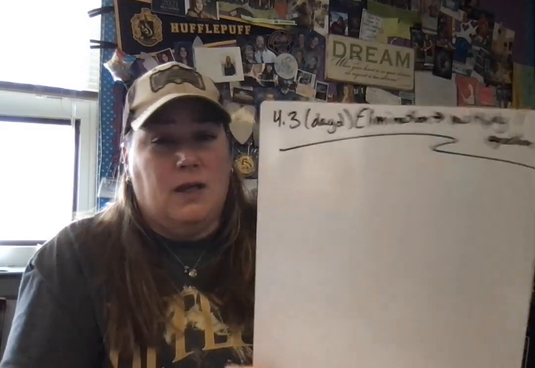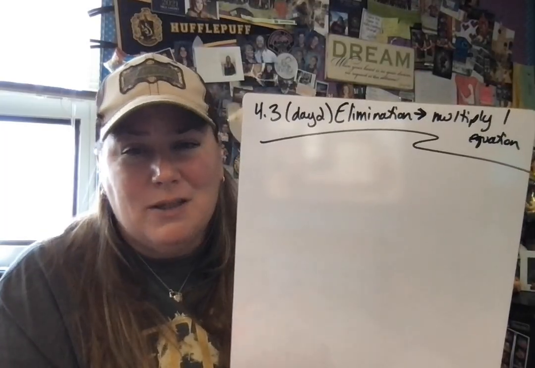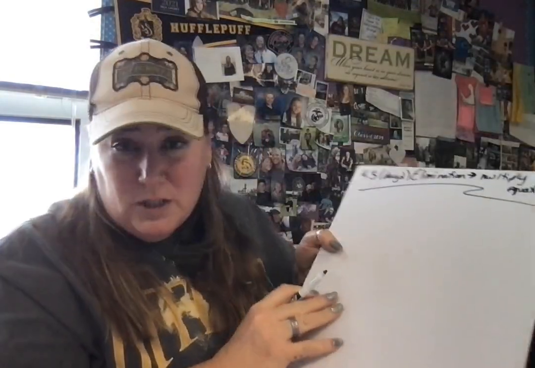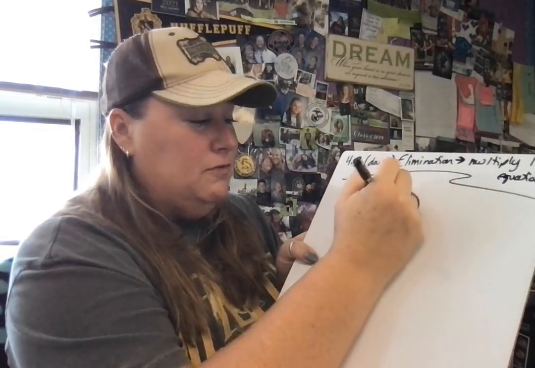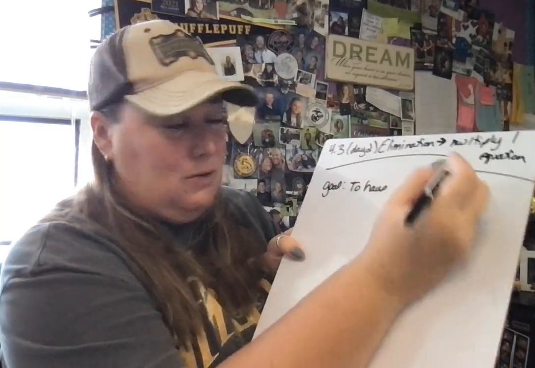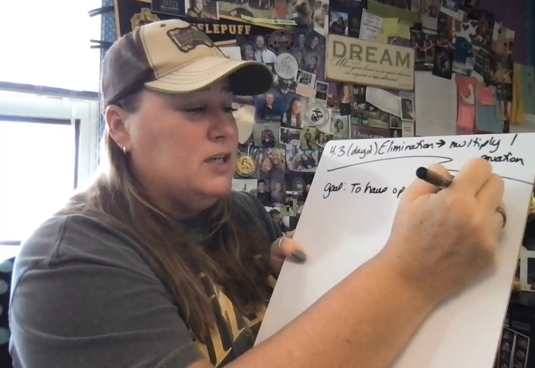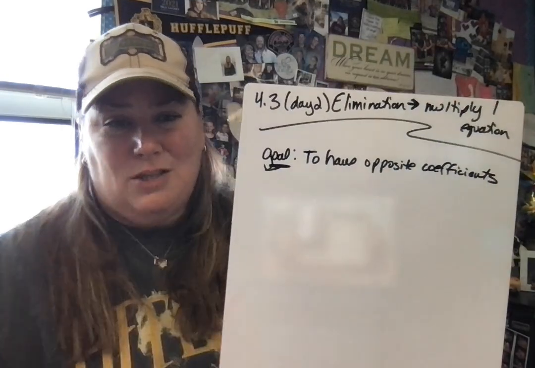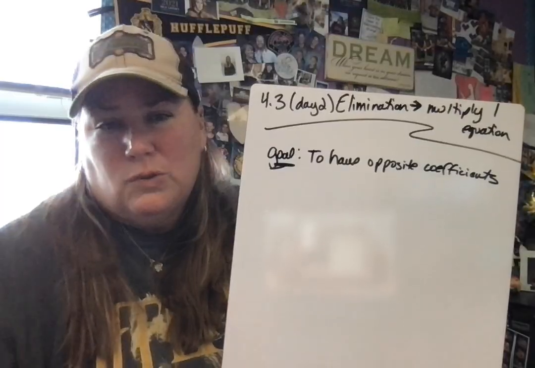So here we go. 4.3, day 2, elimination, multiply one equation. The great part is, if I go too fast, just hit pause. Here we go. Our goal is still the same. And the goal is the same no matter what we do in elimination, no matter how many days we spend on it. So your goal is to have, and yes, I want you to write this down, opposite coefficients. Okay, that part doesn't change. So what you're looking for is the same term with different signs. That's what you're really looking for.